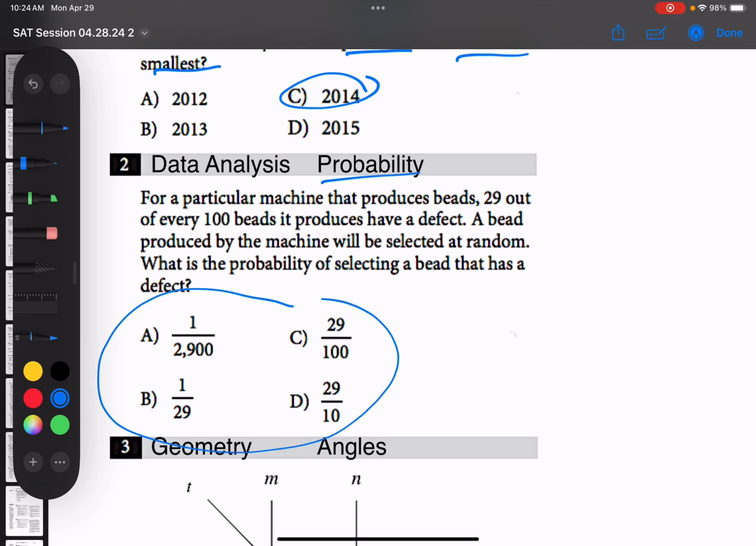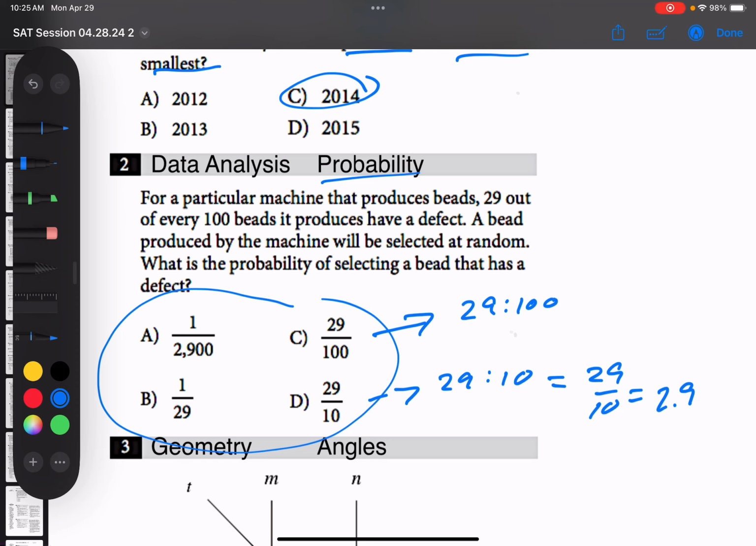Notice the answer choices. They are in fraction form. Sometimes they'll be in decimal form. Sometimes they'll be in ratio form. Like, for example, answer choice C is the same as saying 29 colon 100. Got it? This one, answer choice D, is the same as saying 29 to 10, but you can convert it to 29 over 10, and if you had to provide an answer in decimal form, it could be 2.9. Okay, so just be very careful when you're dealing with these, and let's go into the question.